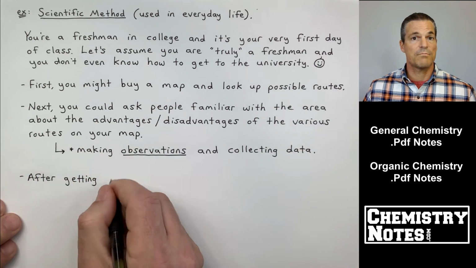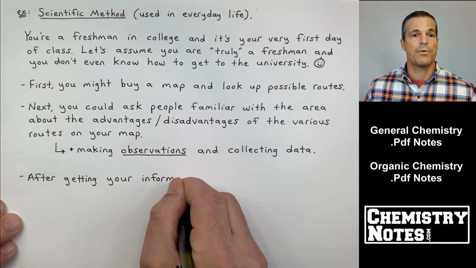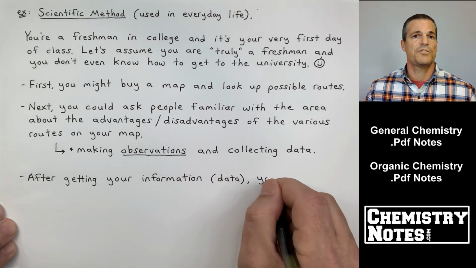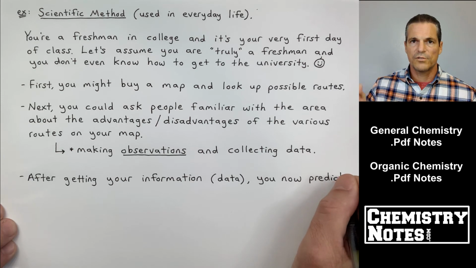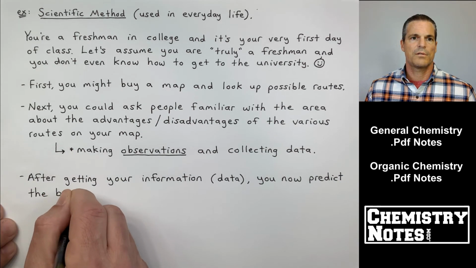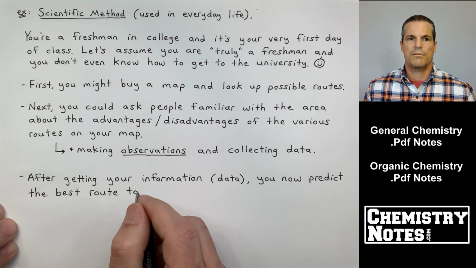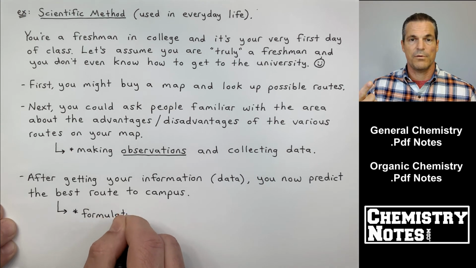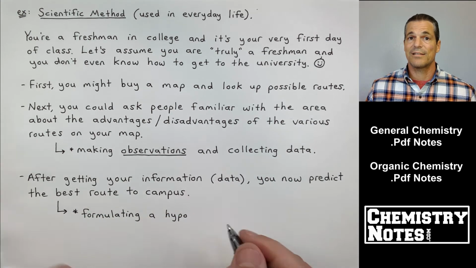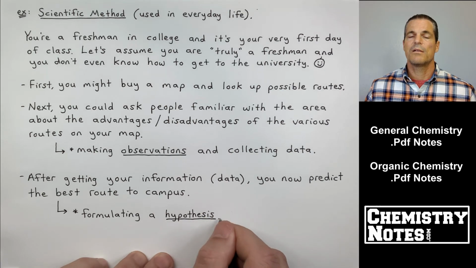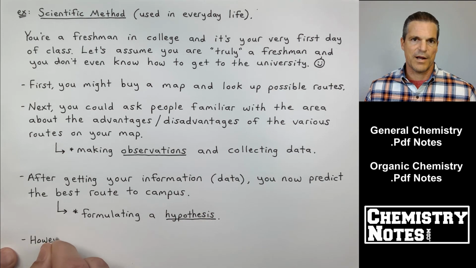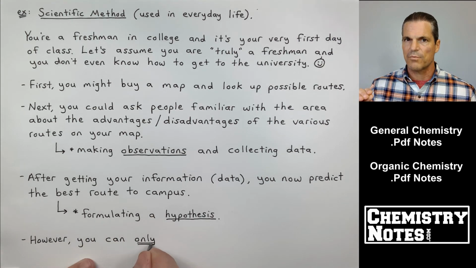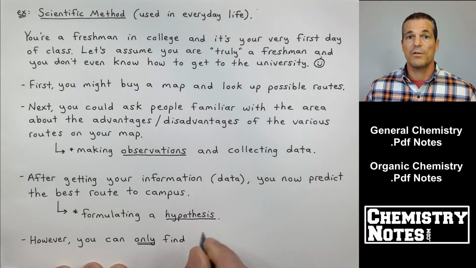Again, making observations, maybe even making a new hypothesis at that point. Or maybe you're still in the phase where you're collecting data and making observations and you haven't made a hypothesis yet. Remember, steps 1, 2, and 3 repeat. Nothing is really etched in stone. Third bullet point: after getting your information, after collecting your data, either from the map or from other people who know the area better than you, you now predict the best route to campus. Once you predict your final best route, you've formulated your hypothesis.